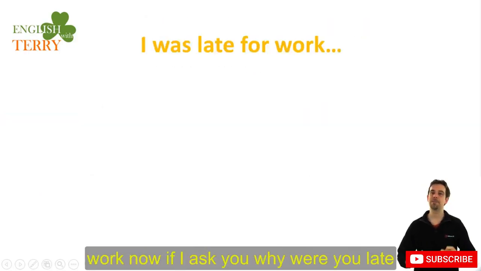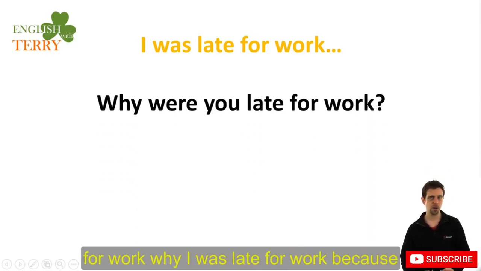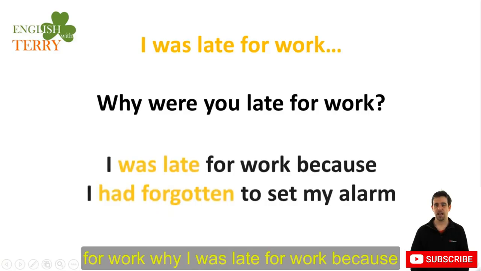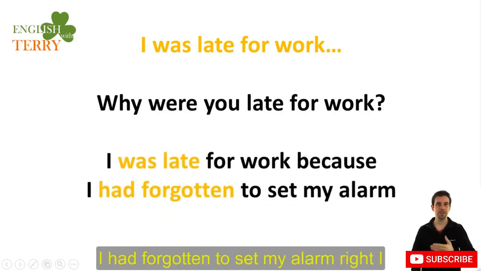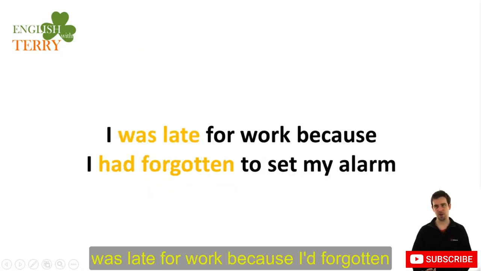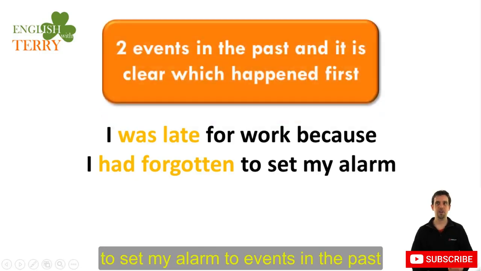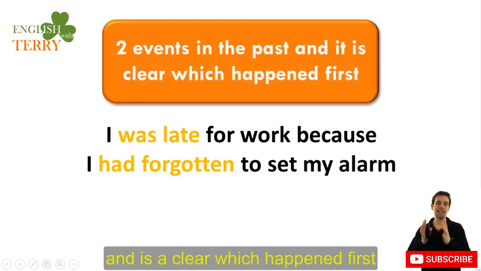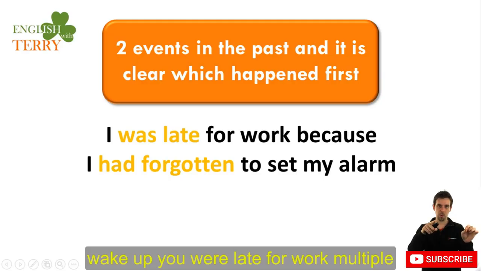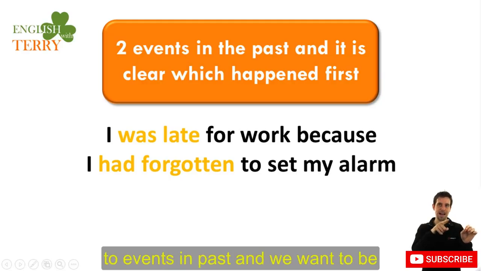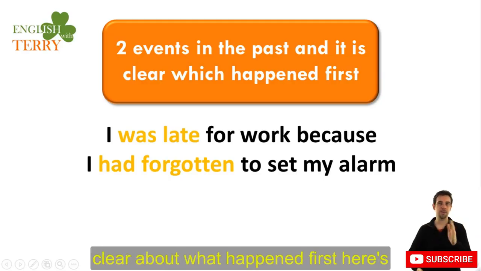Or I was late for work. Now, if I ask you, why were you late for work? Why? I was late for work because I had forgotten to set my alarm, right? I was late for work because I had forgotten to set my alarm. Two events in the past and it is clear which happened first. You forgot to set your alarm, you did not wake up, you were late for work. Two events in past and we want to be clear about what happened first.